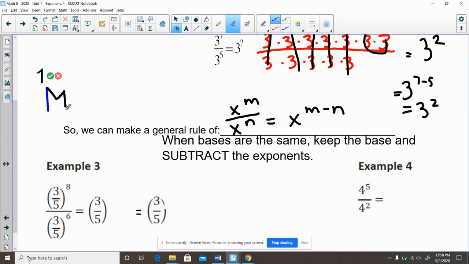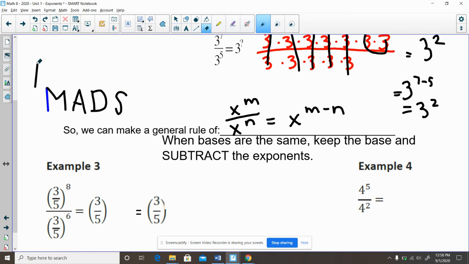When you're multiplying, you add your exponents. When you're dividing, you subtract your exponents. So that's what MADS stands for. When you're multiplying and bases are the same, you add your exponents. When you're dividing and bases are the same, you subtract your exponents.